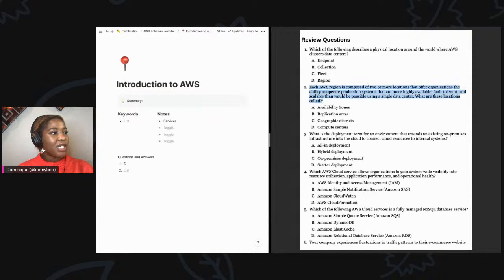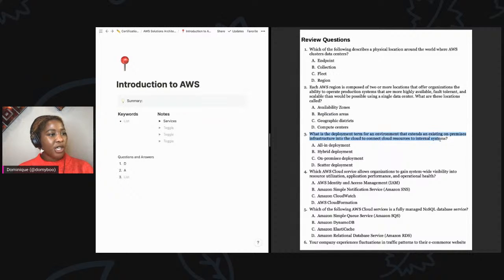Number 2. Each AWS region is composed of two or more locations that offer organizations the ability to operate production systems that are more highly available, fault-tolerant, and scalable than would be possible using a single data center. What are these locations called? Your region is composed of two or more locations, which would be availability zones. They don't call them compute centers, geographic districts, or replication areas. So I'm going to go with A.